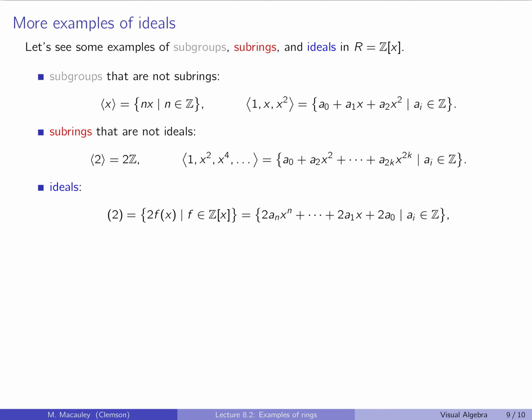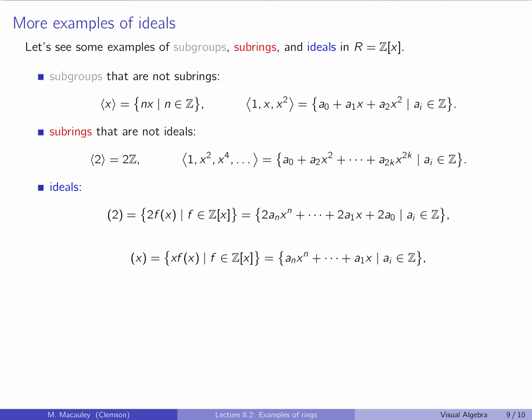And finally, some ideals. We saw these last time, but I think it's worth seeing them again, especially in comparison to these. So 2 generates a subgroup, but it also generates an ideal, which is the smallest ideal containing 2. And because this ring has unity, we can think of that as all linear combinations of this one element. In other words, all polynomials of the form 2 times f of x. So that consists of the polynomials, all of whose coefficients are even.